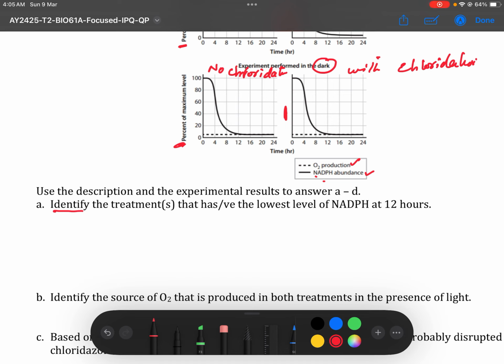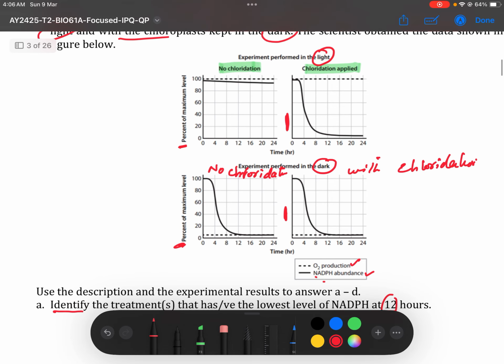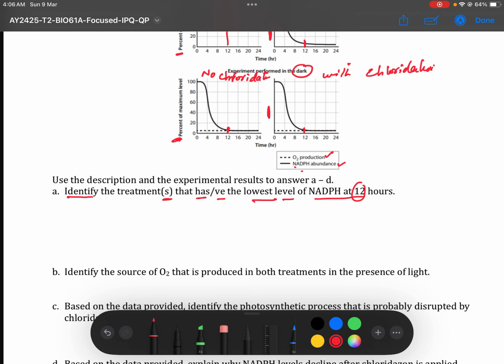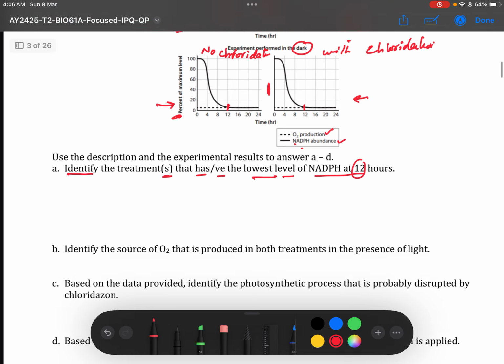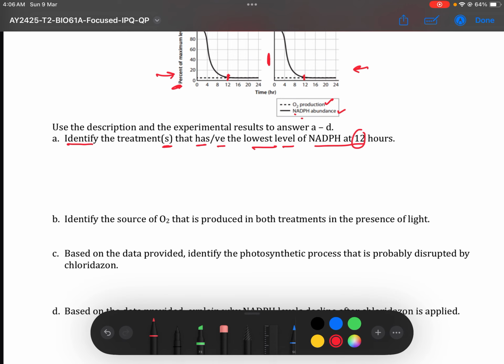Identify. When they say identify, simply identify, no need to describe or explain. The treatment or treatments, be very careful, that has or have the lowest level of NADPH at 12 hours. So we will see at 12 hours. Okay, here it's very high, 12 hours is low, 12 hours is low, and 12 hours is low. So we need to see which has the lowest level. You can't see the lowest levels because it's the same in all these three, so you can't see clearly which one is the lowest. So you can go with the answer mentioning all of these.